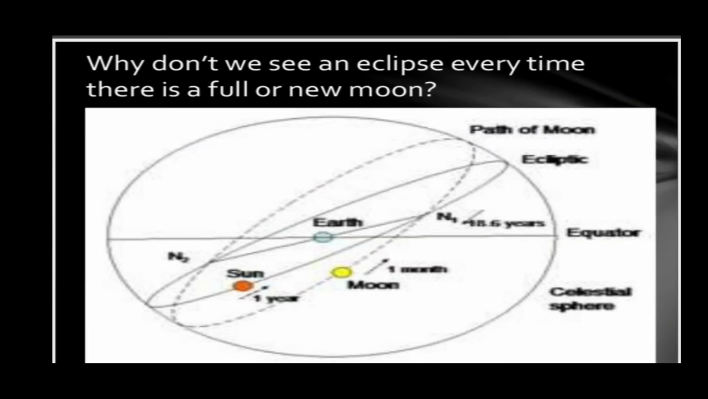As you can see, there is a difference between the orbit of the earth and the moon in this picture. So the two paths are tilted with respect to each other, and only because of this, sometimes the sun, the earth and the moon lie on a straight line, either on new moon day or on full moon day. So we therefore see a lunar or a solar eclipse only on such rarer occasions. So that's the reason behind the solar eclipse and the lunar eclipse.